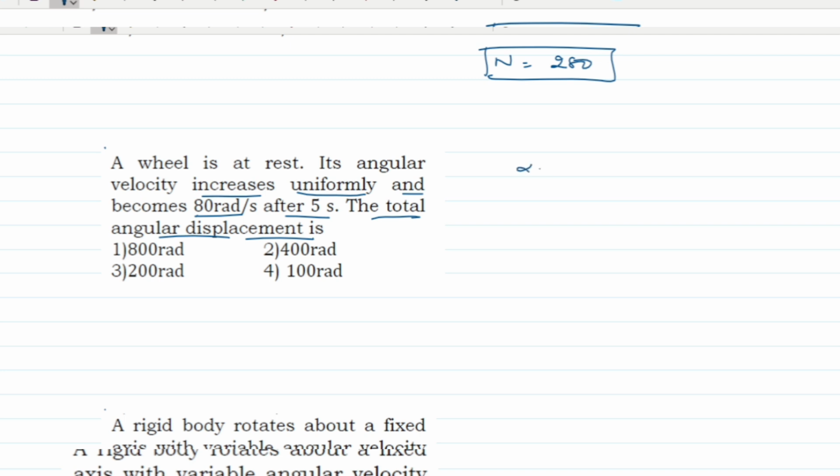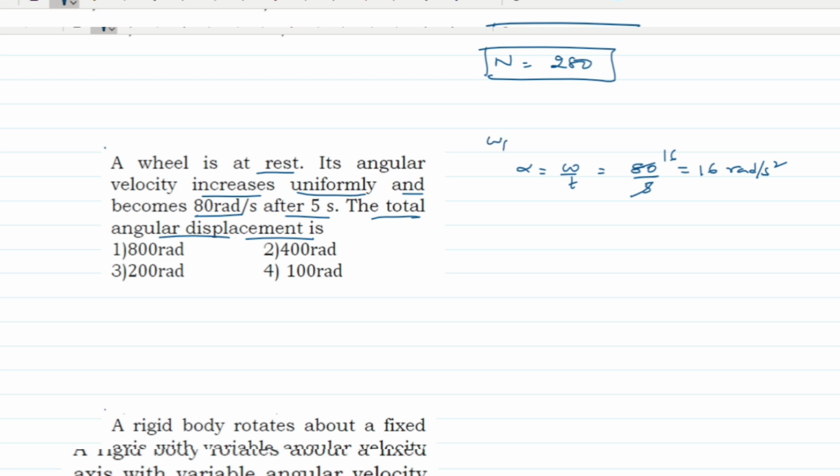So here alpha equals omega by t, students. Its omega value is given as 80 radian per second. Here 5 seconds is given, 5 16s are 80. So angular acceleration will be 16 radian per second square. Now here you just calculate. Initially rest is given, students. Direct formula you can take.